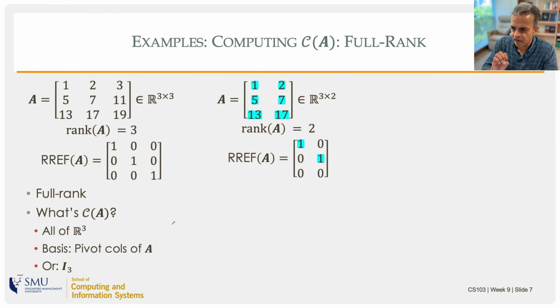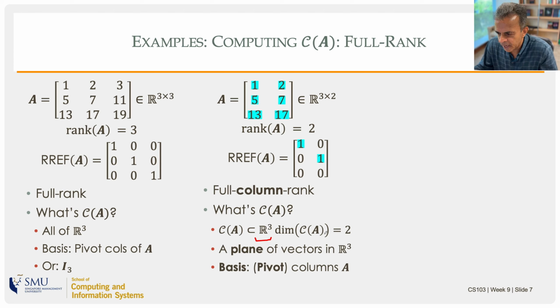What's the column space of A? Well, each column's got 3 elements, so it's going to be a subset of R3. The dimension is only 2, and it's a plane of vectors in R3. Now, what's that plane? Can you say that it is defined by this? This would be x-axis and y-axis. Is it the xy plane? It's not. It's a plane defined by these 2 vectors.